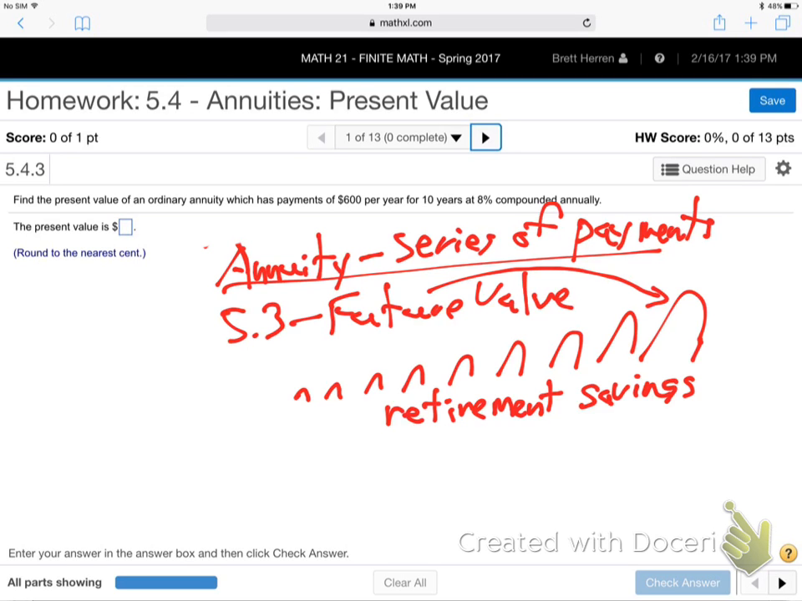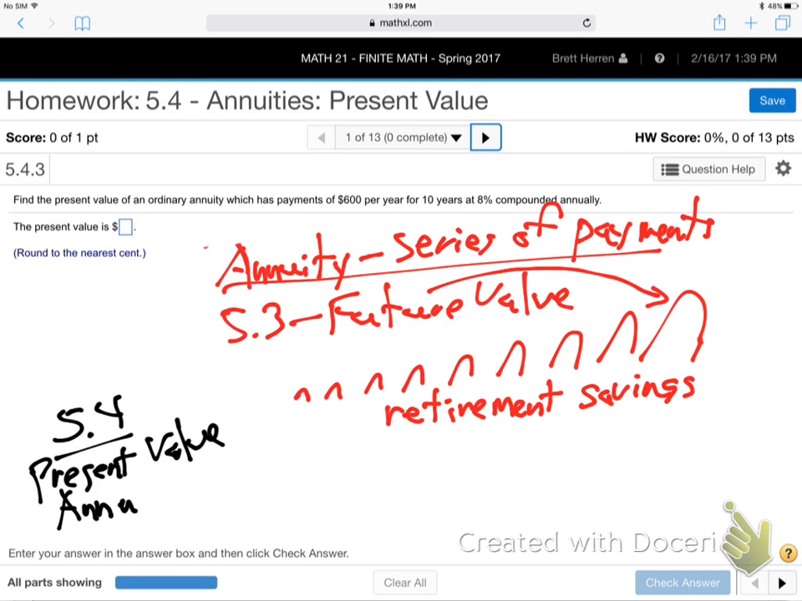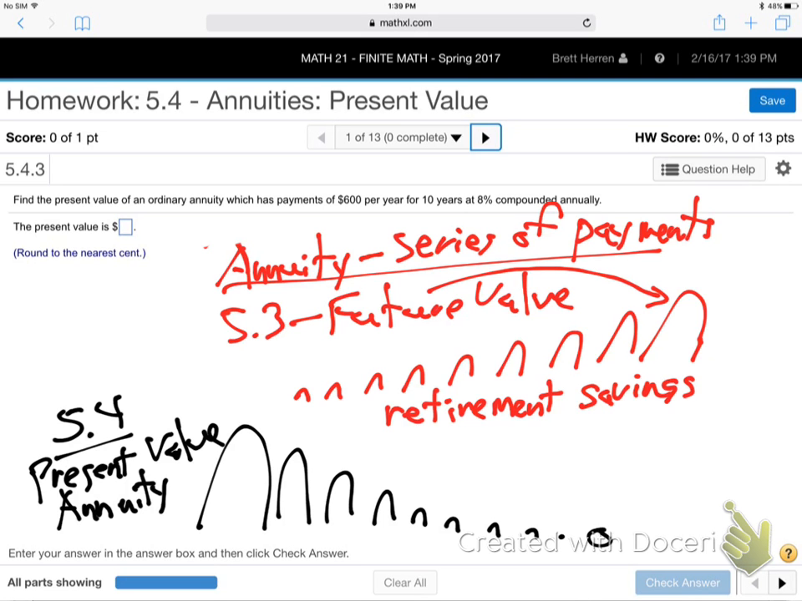Well, in this section today, we're going to do 5.4, which is present value of an annuity. So what does that mean? Well, that means the pile is already here. The pile starts in the present, and we start knocking the pile down until it vanishes. Zero. So that would be like a house payment or a car payment, right? The pile starts in the beginning.